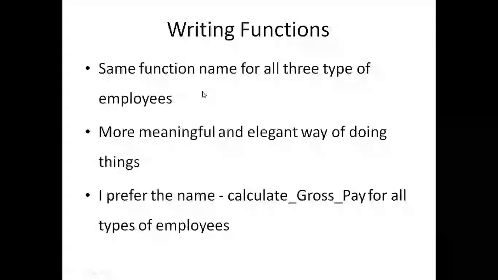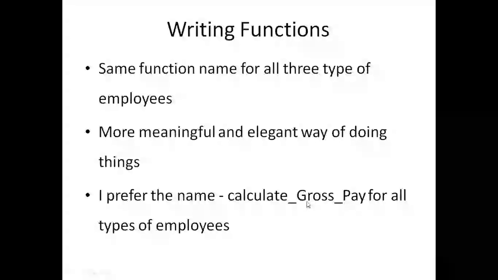What we are going to do is write three functions, one for each type of employee, but what name are we going to give? Generally, I have also said in the class that the names we give for the variables and functions must be more meaningful. Then only we ourselves can see the code and understand at a later point of time, right? So what I think is, for all the three functions, the most appropriate name would be calculate gross pay. So I am going to give the same name for all the three functions.